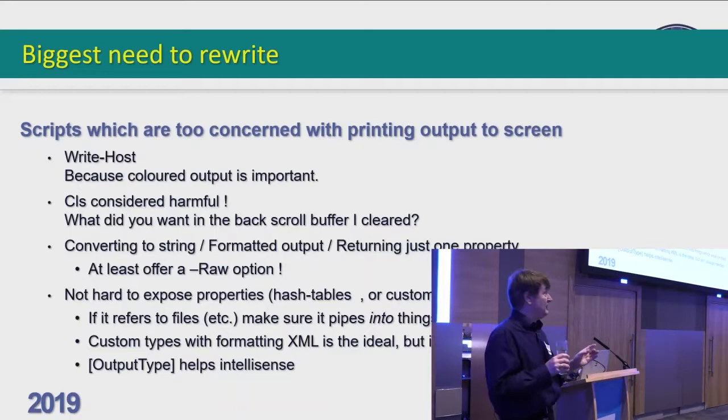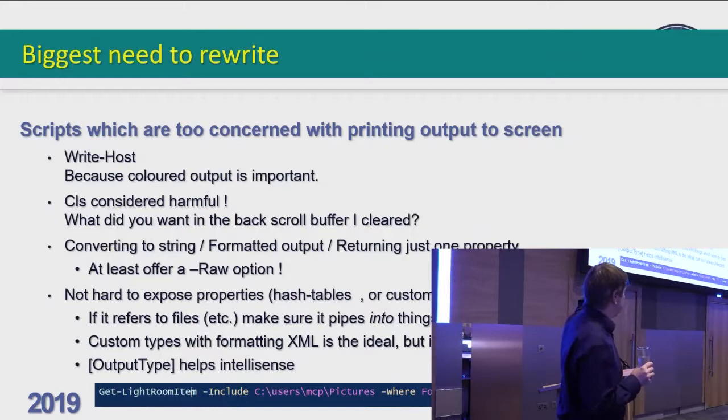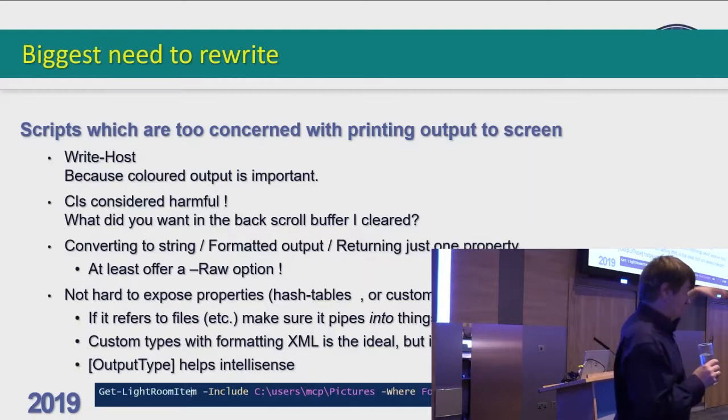So sometimes when you're doing your output, if you write something like this, so this again is that example where I'm querying the database in Lightroom, I can make sure that when I output that object, the whatever Adobe has written in the database, I output something that looks like C backslash users MCP pictures backslash name of directory backslash name of file. And if I pipe that into copy and a destination, it will treat that database output as though I'd done a directory and got a bunch of files. So that trick is really helpful.